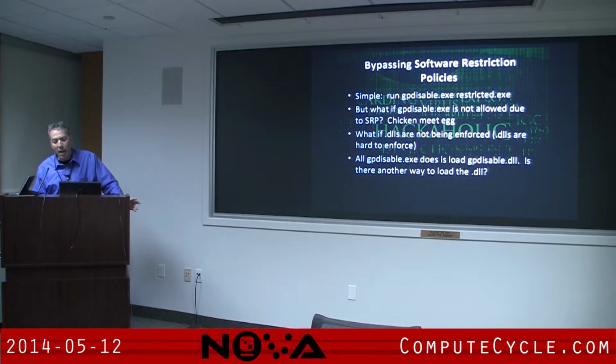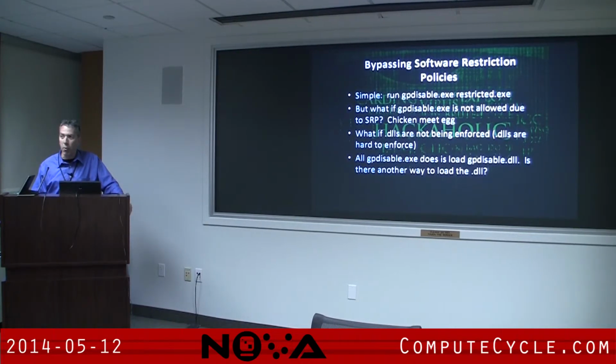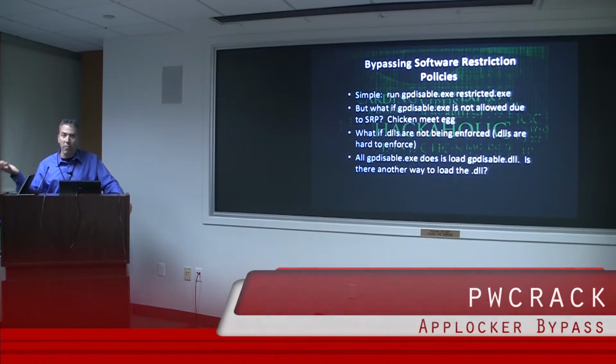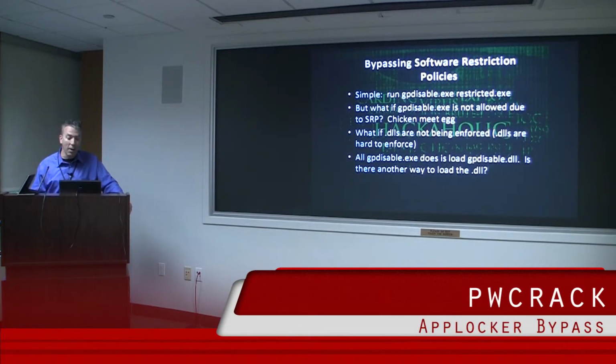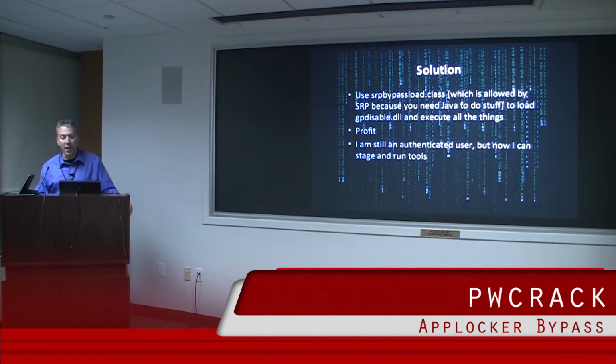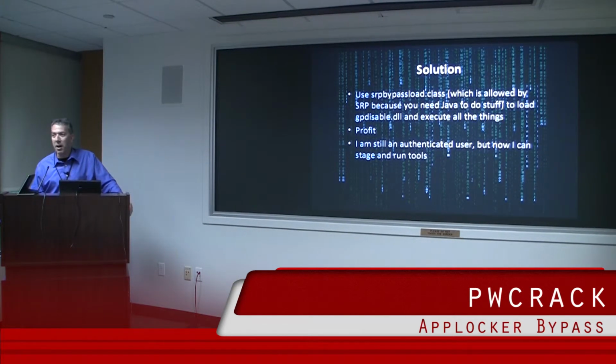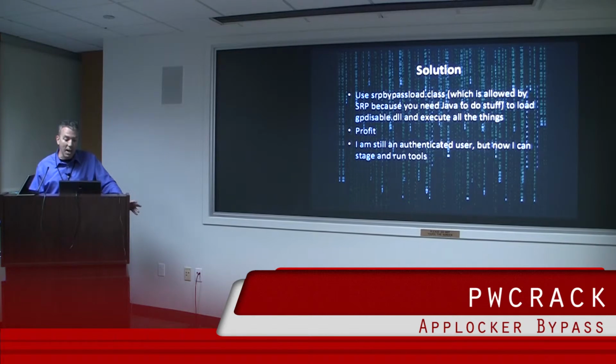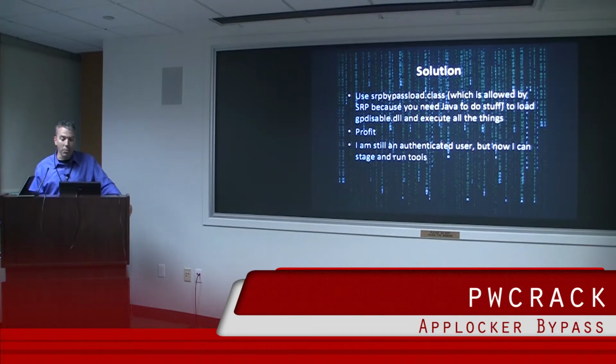In the particular case that I was looking at, DLLs were not being enforced, and I had a DLL for GP disable. I had that code, so all I needed to do was figure out how to load the GP disable DLL. Well, it turns out that in this particular case, they had allowed Java because they needed to run things that ran on Java. So I had the ability to run Java, so I just needed to figure out a way to create a Java program that would load the GP disable DLL and execute all the things.